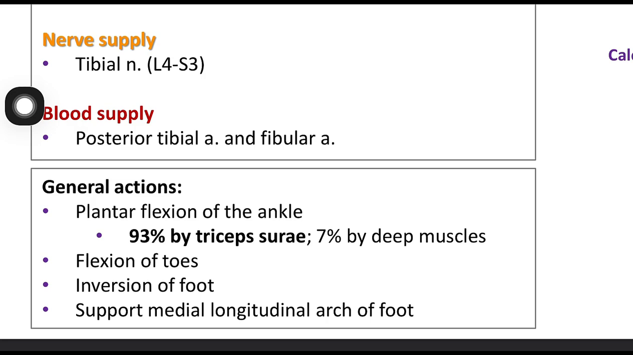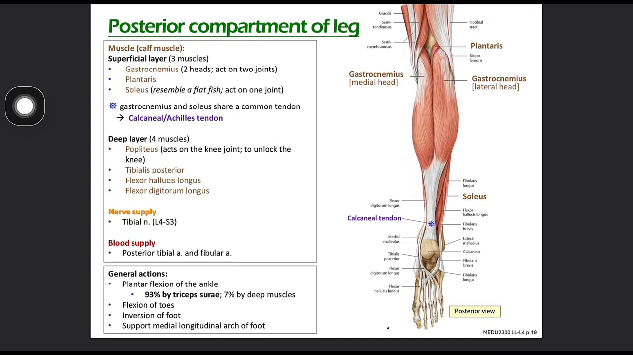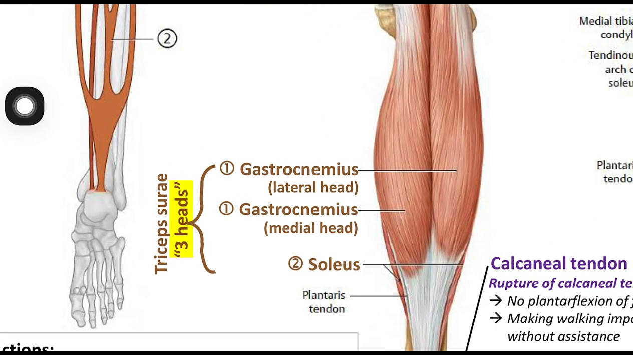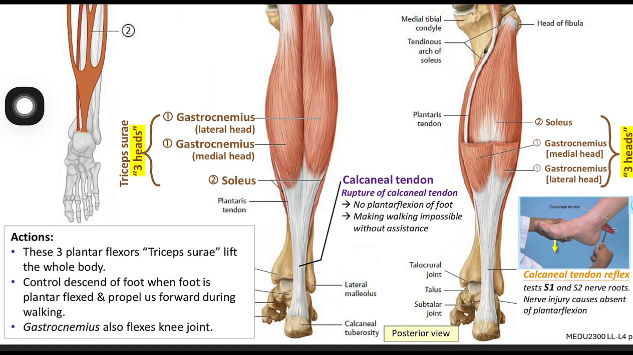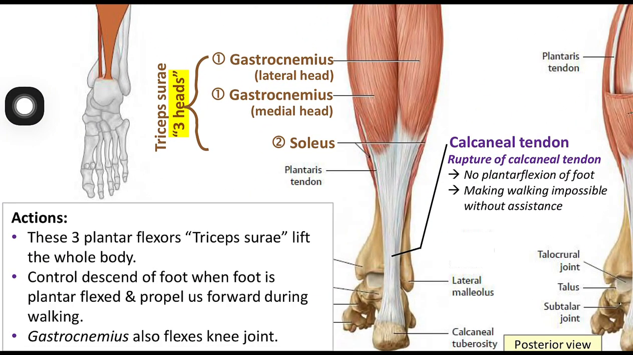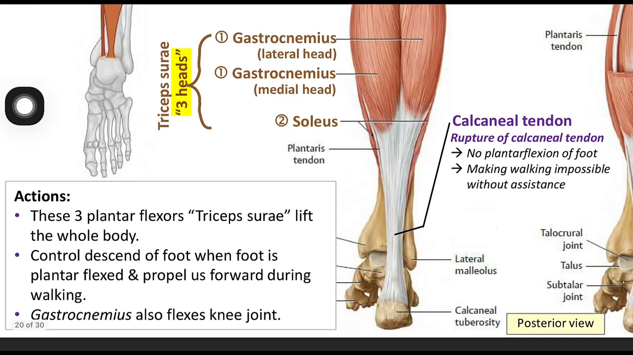So this is carried out by the muscles. Why do we have this name? Because these are the triceps surae: we have three heads together, two heads of the gastrocnemius together with the soleus. So the actions here: you can lift the whole body, and control the descent of the foot when the foot is plantar flexed, and propel us forward during walking, right? Okay, why I emphasize here, the gastrocnemius also flexes the knee. How come? Take a look.